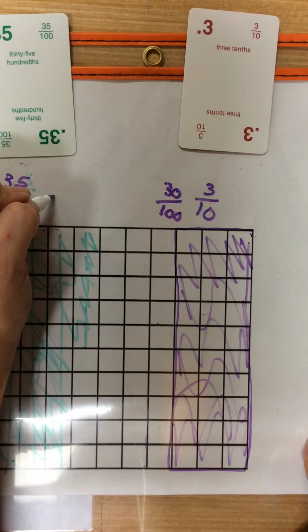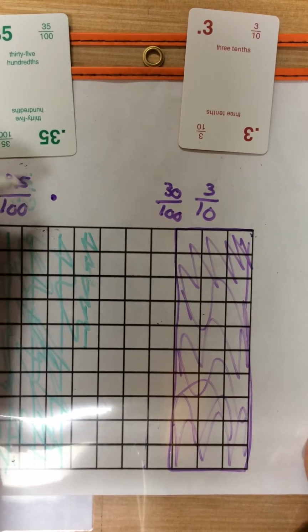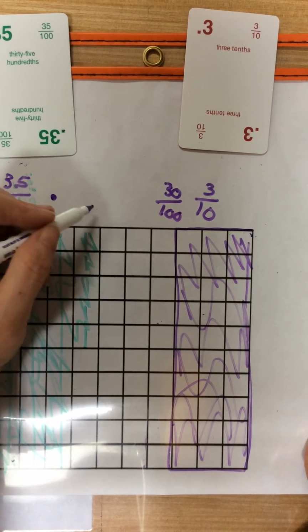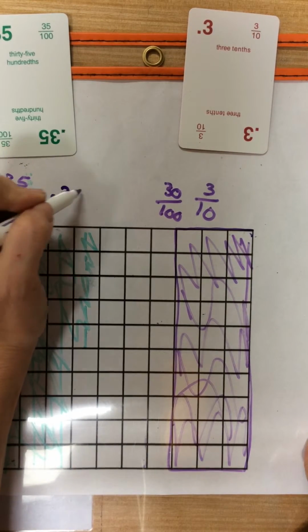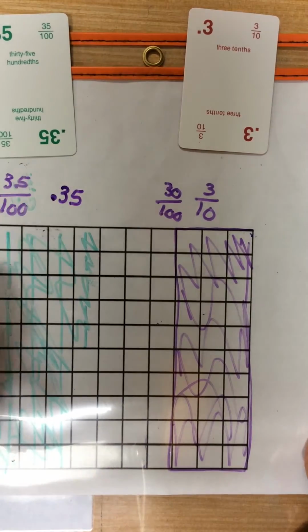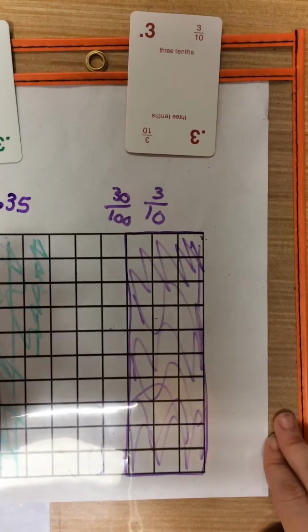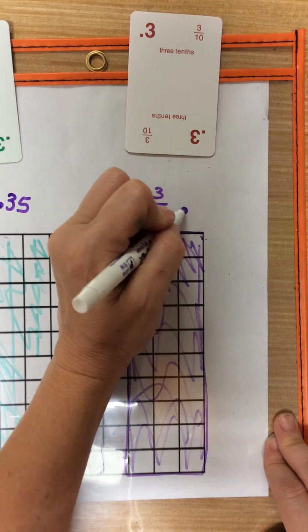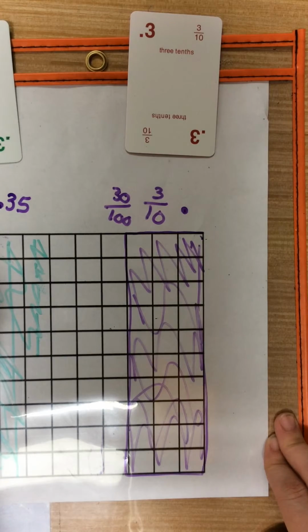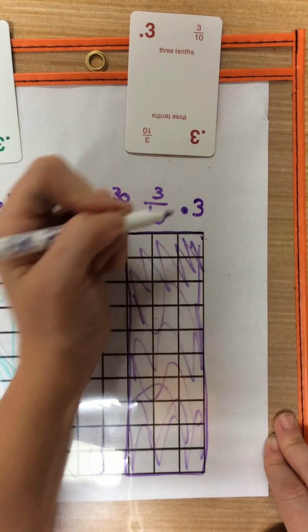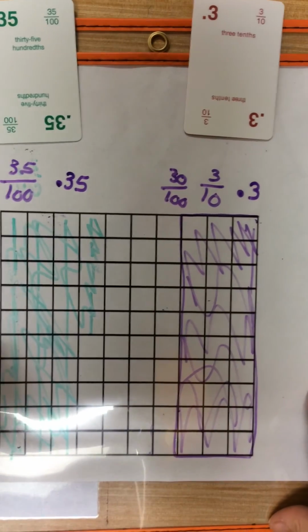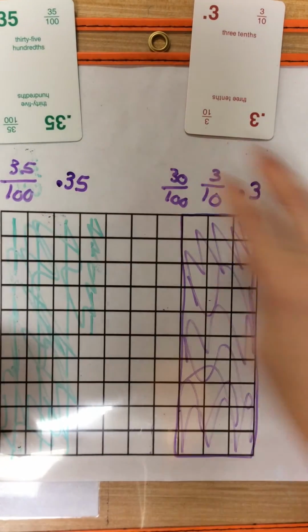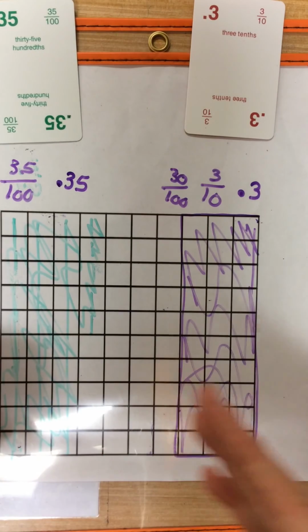The way that you write this is the decimal, because all of your whole numbers are in front of the decimal. This is less than 1, so it's going to be decimal 35 hundredths. And then this one over here is less than 1, so you're going to put your decimal first. This is going to be 3 tenths. So this is a way that you can draw pictures and model fractions that are in tenths or hundredths.